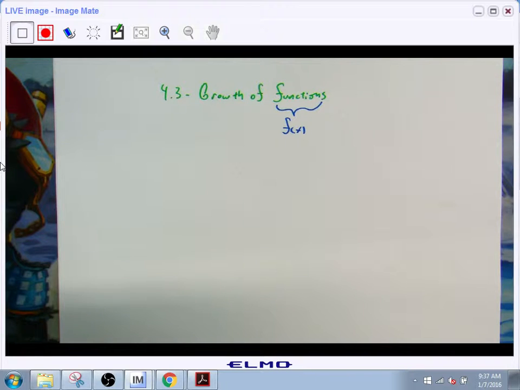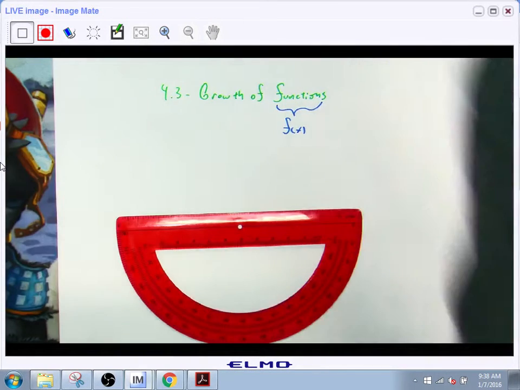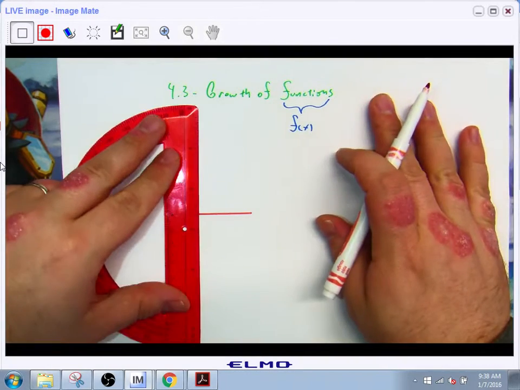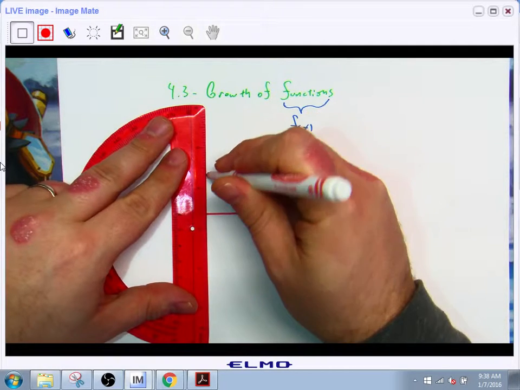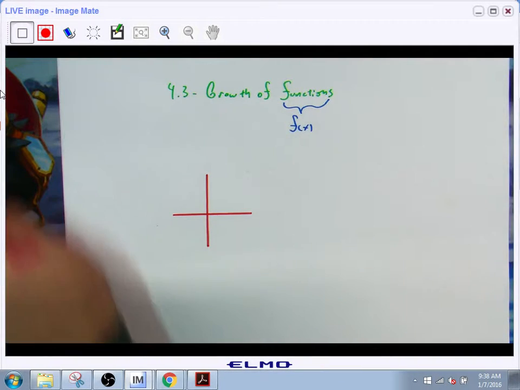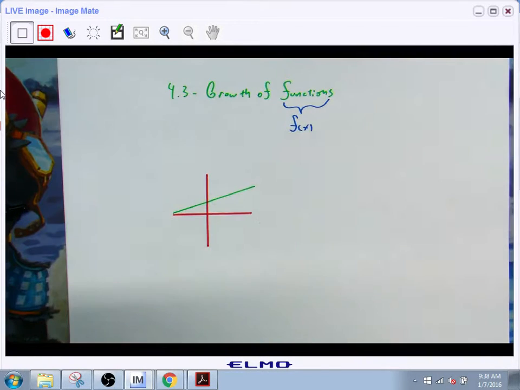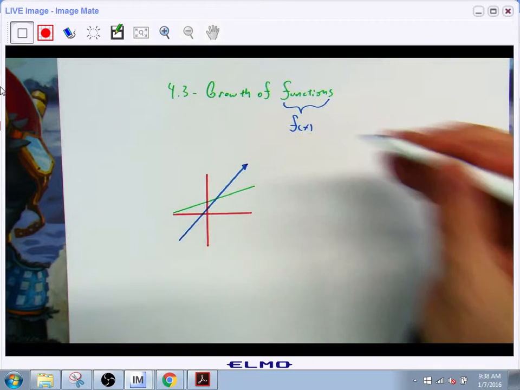I just want to talk about growth of functions real quickly because we talked about linear functions yesterday. I'm just going to review that real quickly. So if I had an xy plane, a Cartesian coordinate system, if you will, and I had two lines, a green line like that, and a blue line like so. Which line has the greatest rate of growth? Blue, yeah. So this one has the greatest rate of growth. It has the steeper slope.